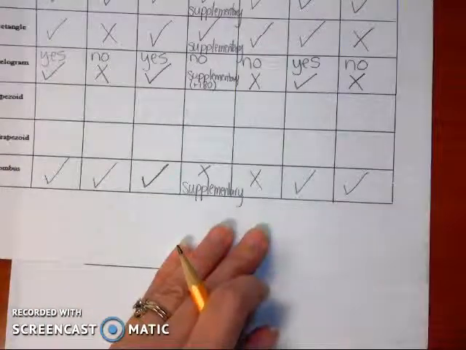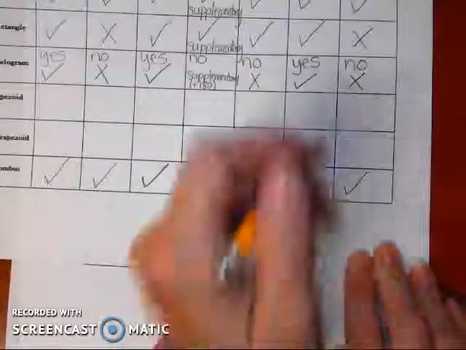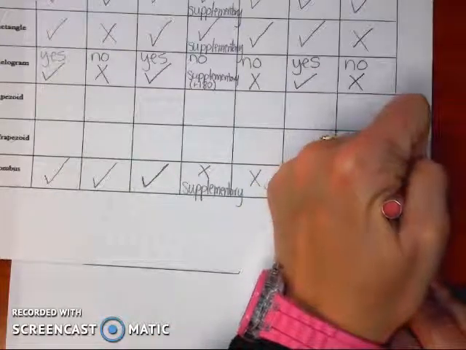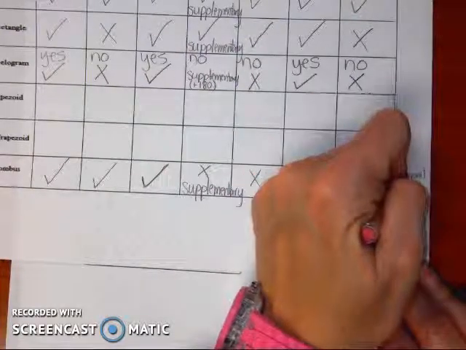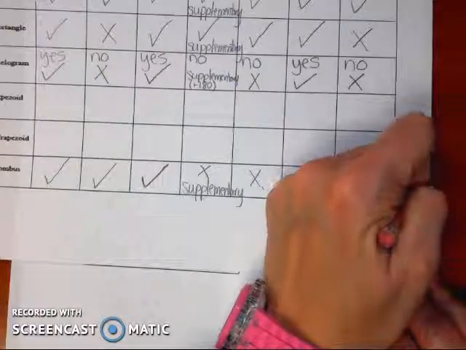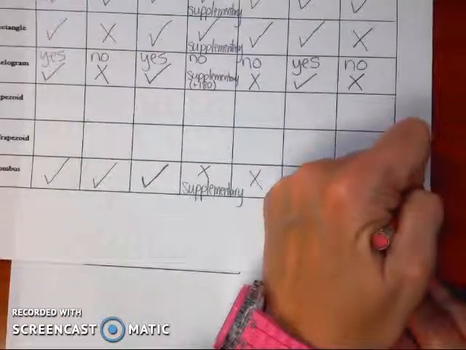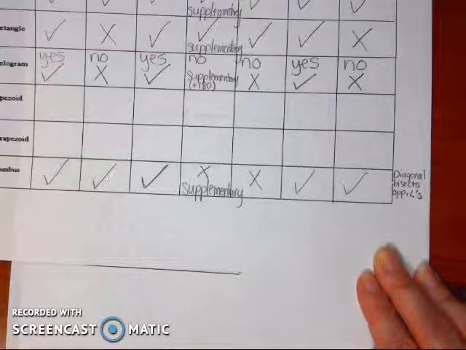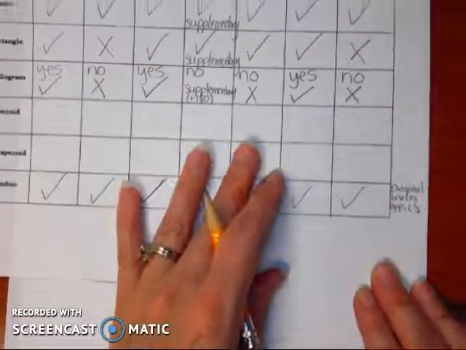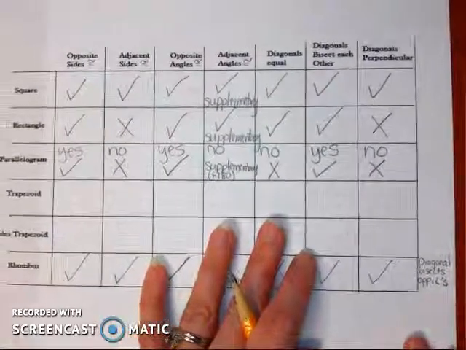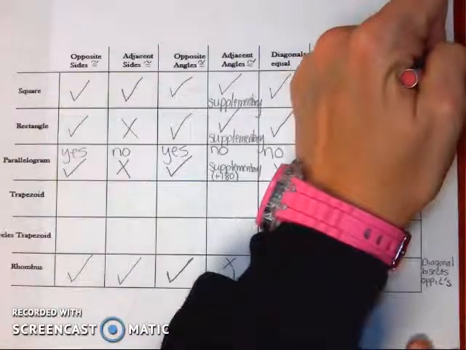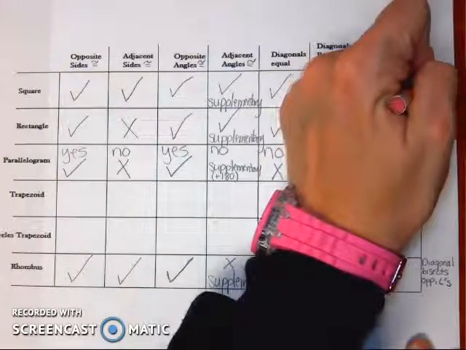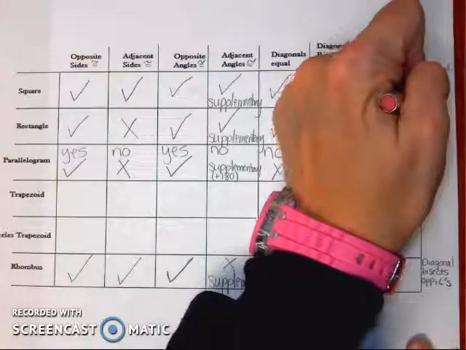There's one additional property that's not on here that I want to add, and that is the diagonal bisects the opposite angle. The diagonal bisects opposite angles. Since that applies to the rhombus, it's also going to apply to our square. So I want to add that to our square as well: diagonal bisects opposite angles.